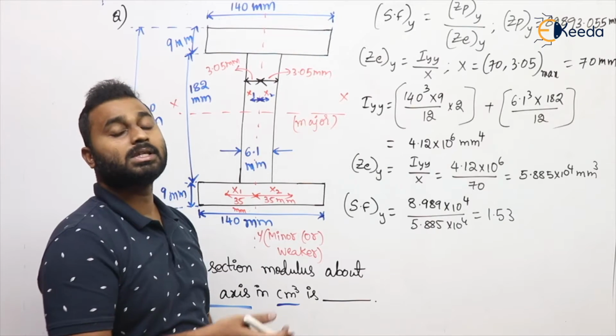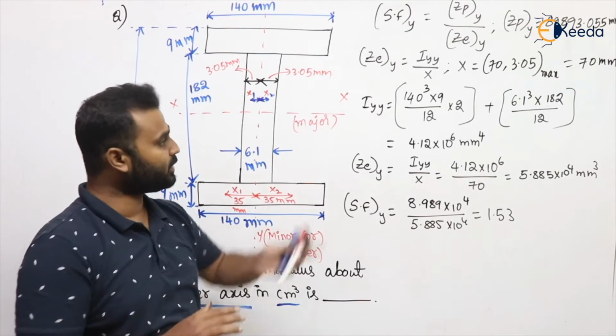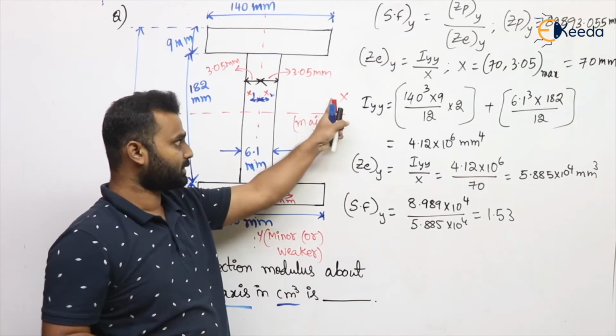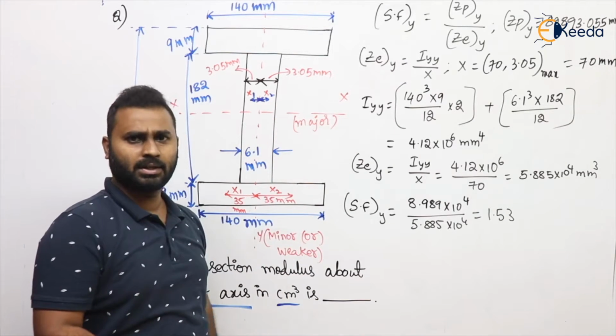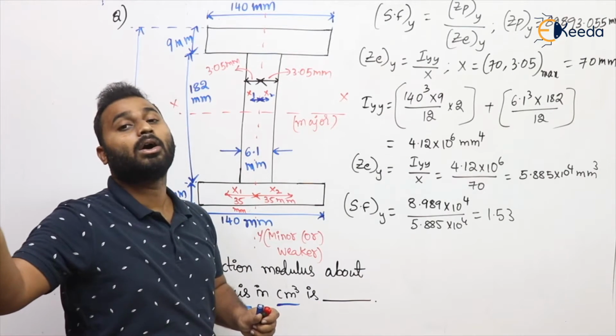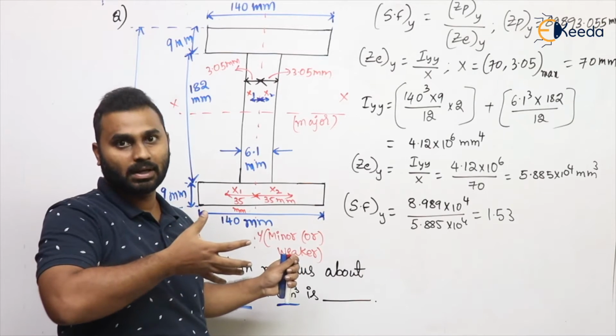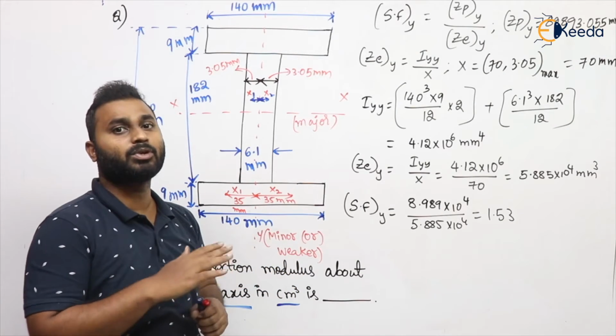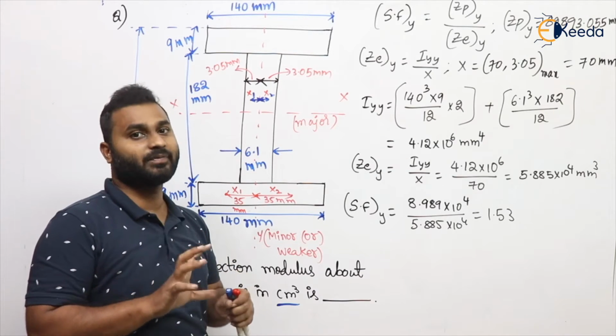Is that okay? Now we will see the shape factor along the major axis, that is along the x-axis. So first you copy this. Same procedure. And of course the standard values were already discussed in our conceptual part. Here we are discussing the procedure, or calculative part, of the shape factor for the I section.